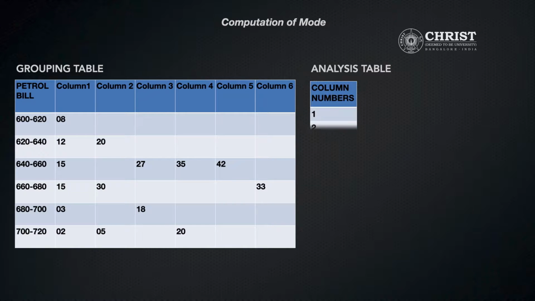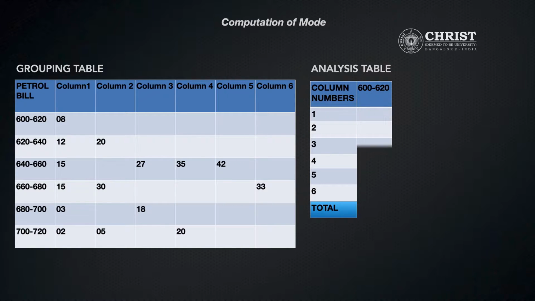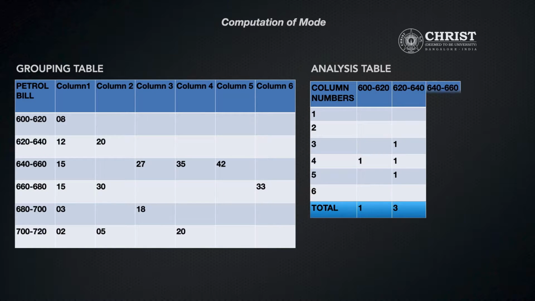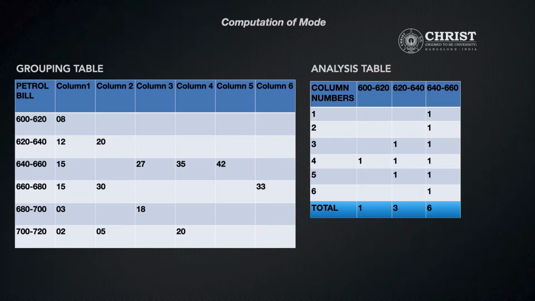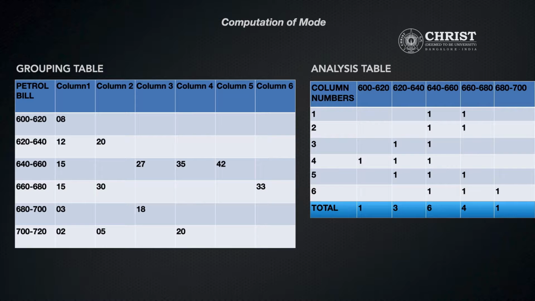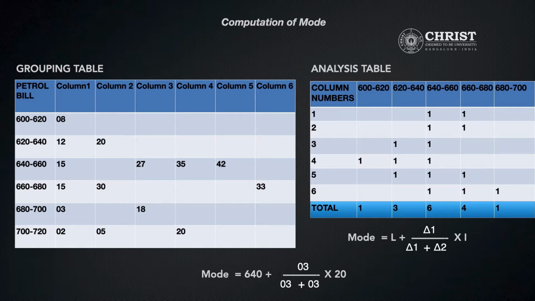Now the analysis table. Wherever in the grouping table we get the highest frequency, we will mark it in the analysis table. You see that the highest frequency is with the 6, meaning the modal class is 640 to 660. Now mode can be calculated using the equation: mode is equal to L plus delta 1 divided by delta 1 plus delta 2, into I. Substituting the values, we get 640 plus 3 divided by 3 plus 3, into 20. So mode is equal to rupees 660. Because it's a petrol bill, we have to write it with the units.